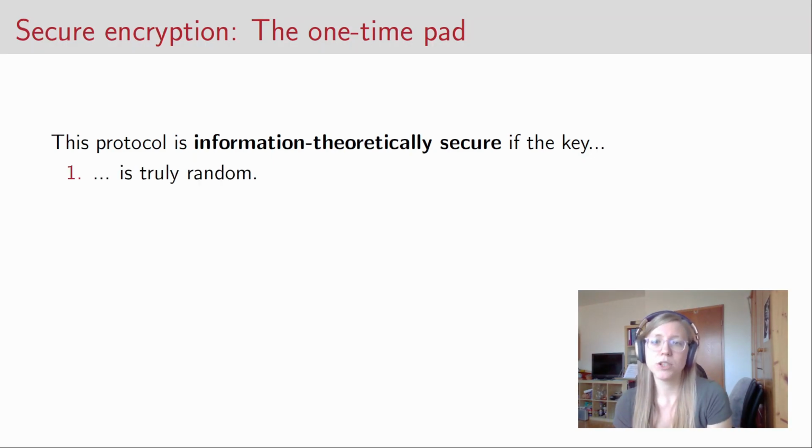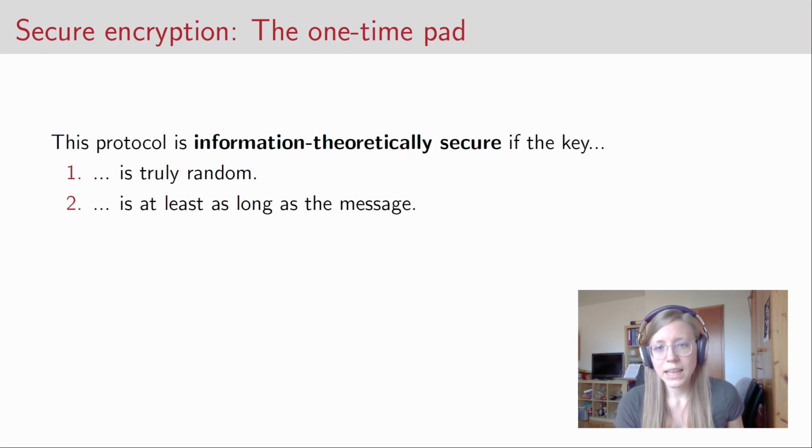So the key has to be truly random. So that means the bit strings that Alice and Bob have as their keys, they have to be truly random sequences of bits. The next thing is that the key has to be at least as long as the message. As you've seen, the encryption scheme was binary addition. So if we don't want to use parts of the key twice, then the key has to be at least as long as the message we want to send.